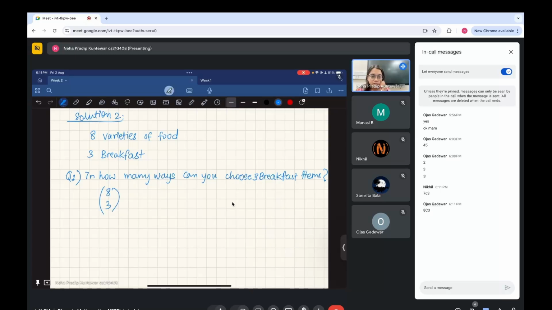Okay, so the next question I want to ask you is, in how many ways can you choose 2 lunch items? So say you had 8 items here, out of these 3 are already taken into breakfast. So how many items are remaining? You have 5 items, and now you want to choose 2 lunch items out of these 5 items. So the question I'm asking is, in how many ways can you choose 2 lunch items out of 8 minus 3, which is 5 items?